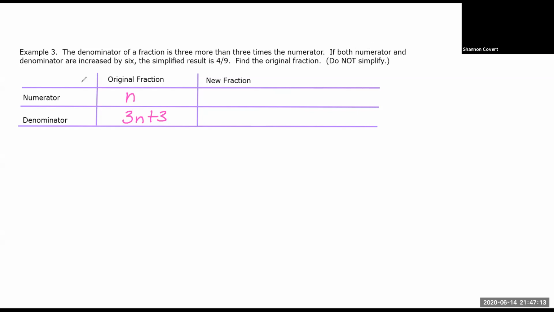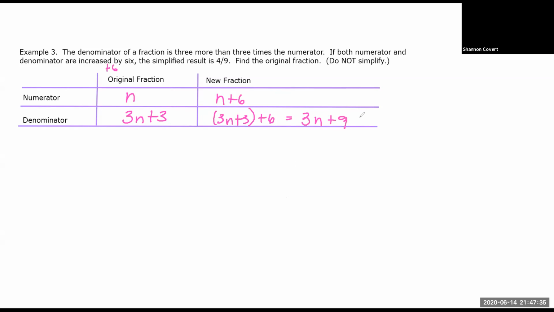My numerator and denominator increased by 6. Increasing by 6 means adding 6. So my new fraction for my numerator is going to be n plus 6. For my denominator, it will be 3n plus 3 plus 6, which simplifies to 3n plus 9.